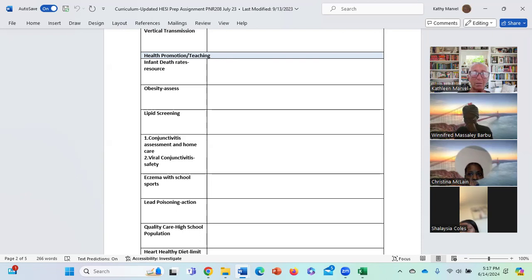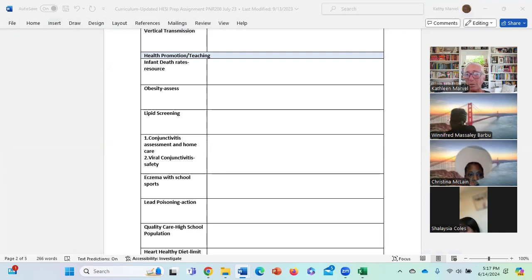Infant death rates, resources. What I would think from that would be, where do you get infant death rates? Where would you get that information? Look at your HESI prep. You've completed that box. What did you put in there? You can get it from the state health department or the CDC. Exactly. Anybody want to add to that?